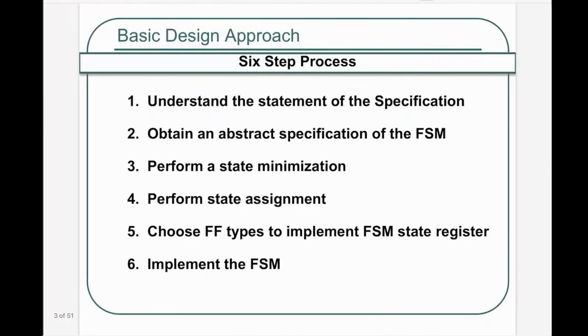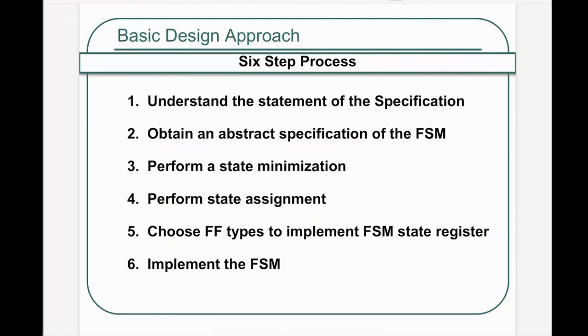So the design approach relies on these 6 steps. And some of these might not apply to certain finite state machines because they might be a little bit redundant. But in general, if you're looking at a new finite state machine that you want to design, these are the 6 basic steps that you are going to follow, in that order. Now, the first one is to understand the statement of the specification. So you read through the problem, try to understand what that finite state machine is supposed to do.